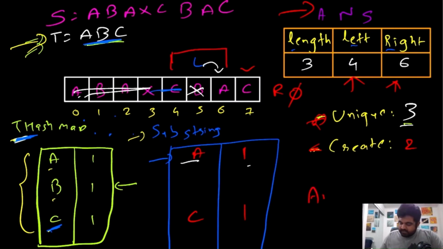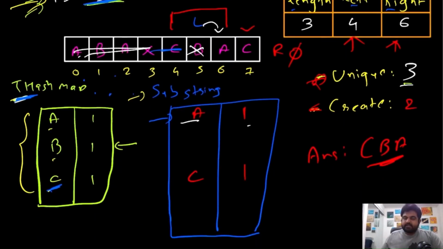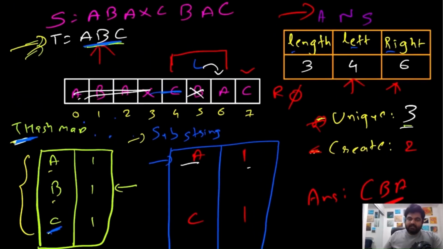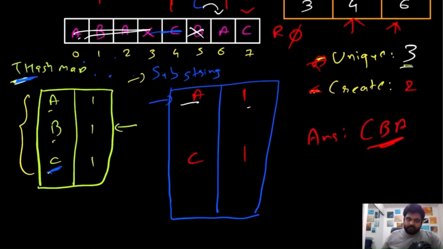So the answer in this case is actually going to be CBA, which is the minimum substring that we can achieve that contains all the elements of the T that are present over here. And remember, over here we are using hash map and substring hash map to find the answer. In order to make our lives easier, we have created 2 elements to know what are the unique characters that we need to compare.